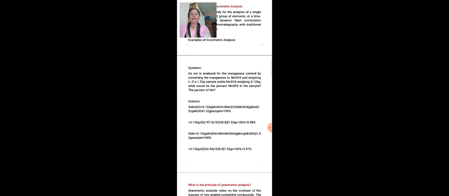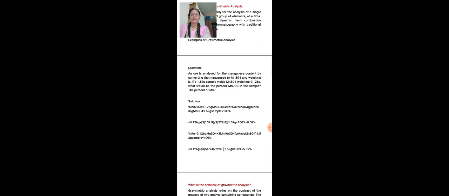So the percentage of Mn2O3 corresponds to 0.126 gram of Mn3O4 times 3 Mn2O3 over 2 Mn3O4, in grams, divided by the 1.52 gram sample, times 100. So it comes to 0.126 grams times 3 times 157.9 divided by 2 times 228.8 times 1.52 gram times 100. So it comes to about 8.58%.